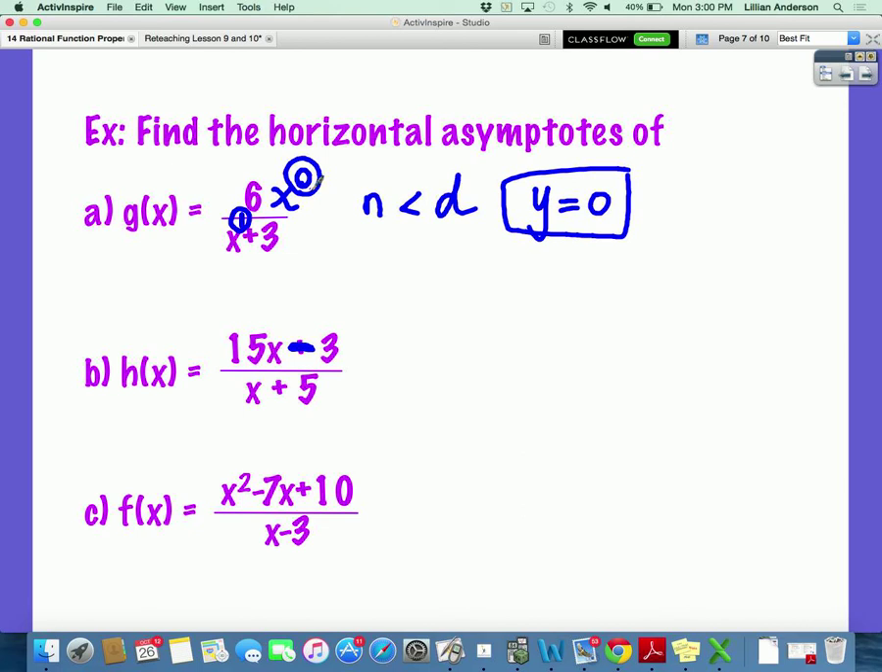So what does y equals 0 mean? That means that there's a horizontal asymptote at 0, which means that at the ends, the end behavior, as x approaches infinity, is going to be approaching 0. As x approaches negative infinity, it's going to be approaching 0. So it's going to be like that.